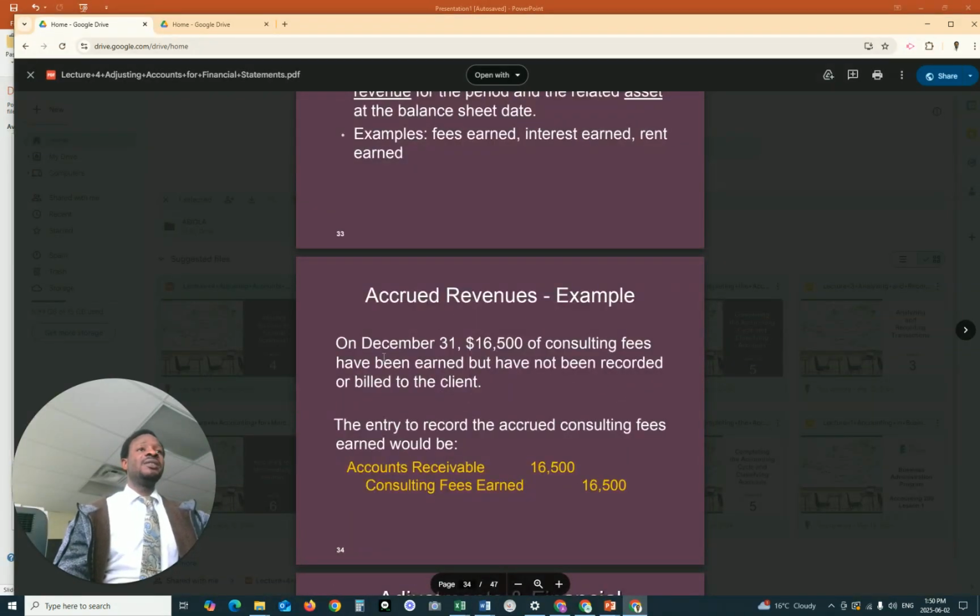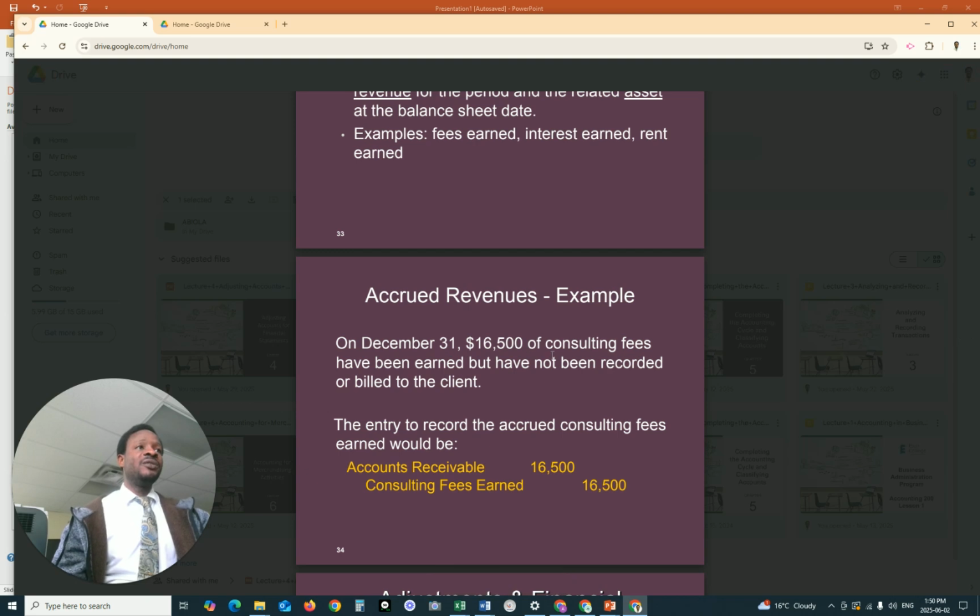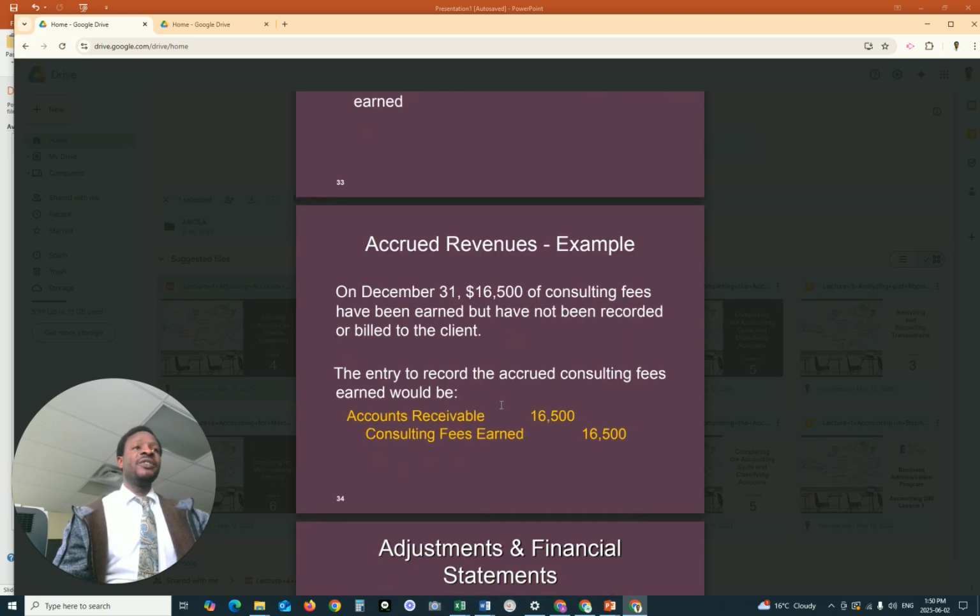So for example, on December 31, 16,500 of consulting fees have been earned but have not been recorded or billed to the client. The entry to record the accrued consulting fees earned would be: accounts receivable, the customer or the client that is owing, is a debtor, and that will be recorded as an asset. Then consulting fees earned, this is a revenue. So you have a debtor that has not paid, is an asset, debited. This is an income you've earned already, even though the customer hasn't paid yet. Yet, it doesn't mean the income recognition principle would not apply. You have to still record it as revenues earned.